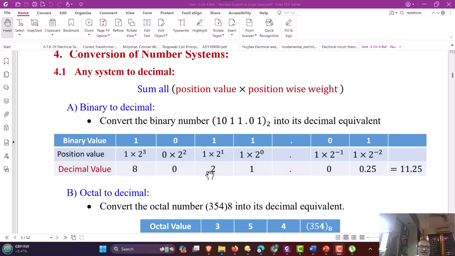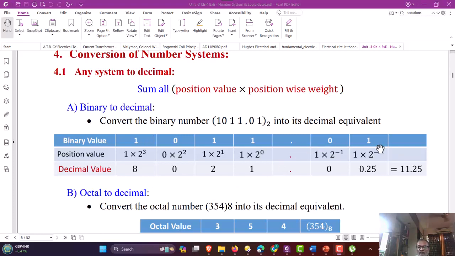Add the total individual position weights. 8 plus 0 plus 2, that is 10, plus 1, that is 11. So the total binary integer portion has the decimal value 11.